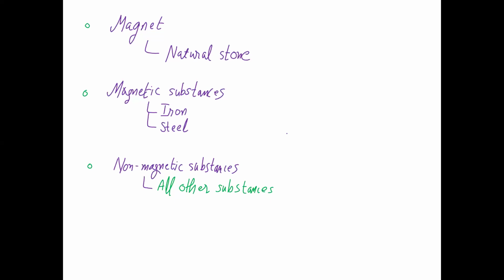Iron and steel are actually the same thing. Steel is an alloy of iron. Apart from iron and steel, all other substances are non-magnetic. They do not interact with magnets. So you have to copy this.